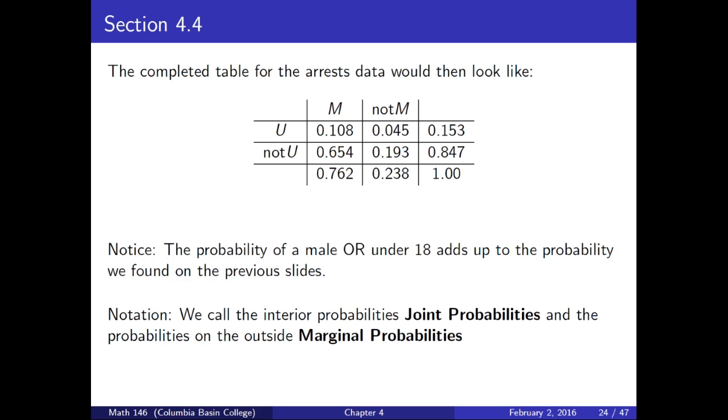Typically, when we're using a contingency table, these values on the inside are called joint probabilities because they're the intersection of two events. Like here's males and underage, so they happen jointly. And then on the outside, these are marginal probabilities. So this is just males in general. This is just underage in general. It's not necessarily worried about what's going on with the other event.